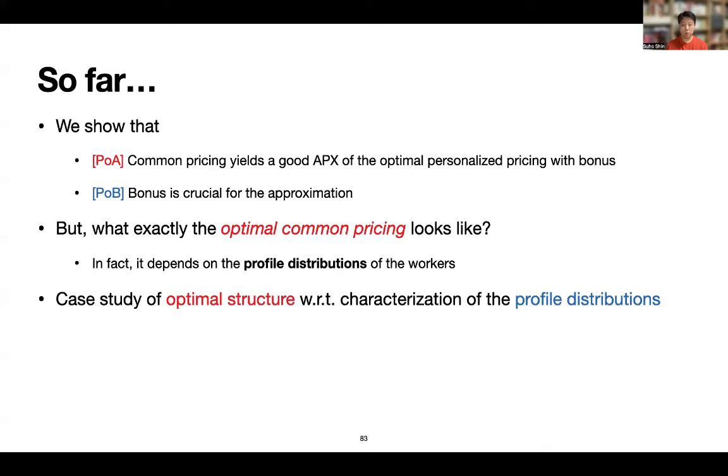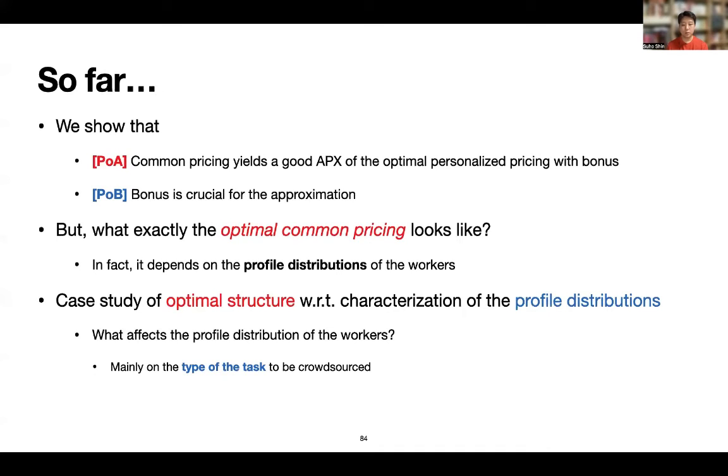Though we focus on modeling microtask crowdsourcing platforms, we will extend our model beyond it and provide some implications. Since the properties of workers' profile distributions are mainly affected by the type of the task to be crowdsourced, we first present the crowdsourcing task examples, and then provide some corresponding results.